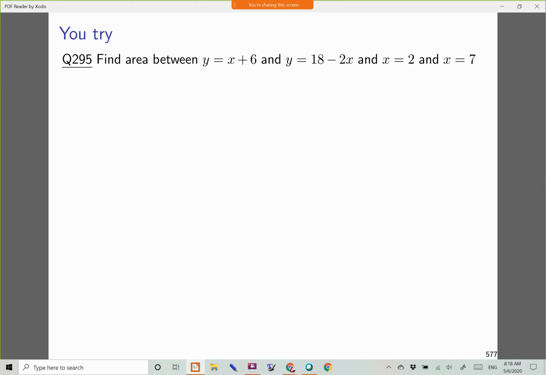Give you a little bit of time. Feel free to ask questions. Think of what kind of curves you have. Are there parabolas? Are there lines?